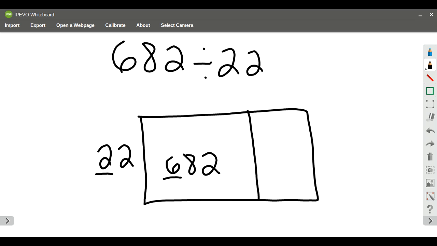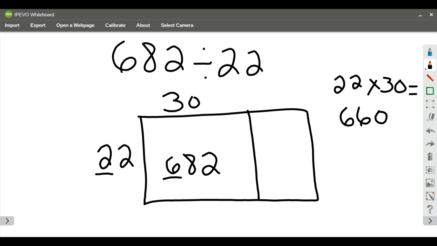So if I multiply 22 by 3 10s, so I'm going to multiply that by 30. 22 times 30, well, 22 times 3 is going to be 66. And then I'm going to add on that 0, it's 660. So in this case, 30 will work because 660 is smaller than 682. And then I'm going to subtract 660 from 682, and I'm left with 22.